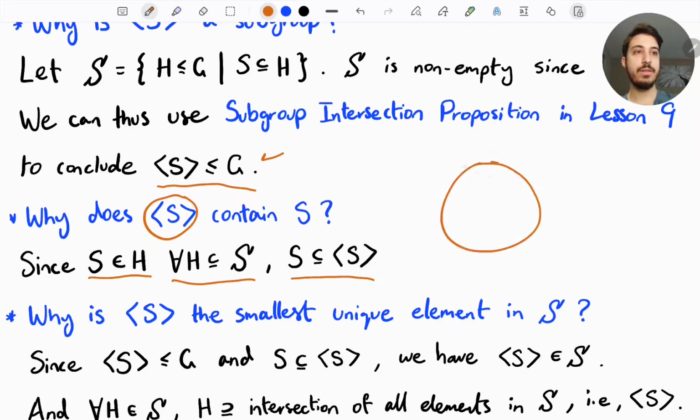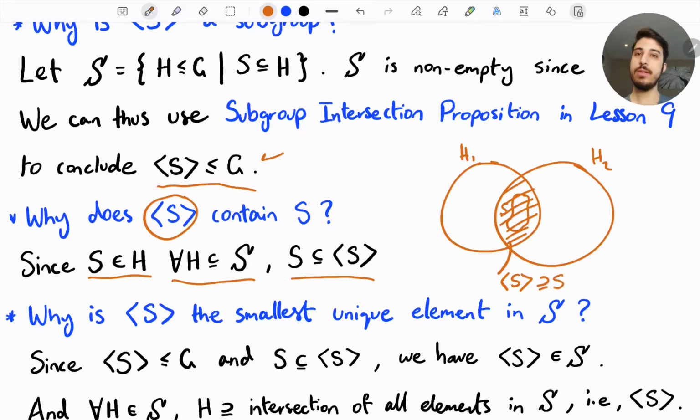Here, if we have S being contained in H1 and S being contained in H2, then S has to be here, right? Therefore, the intersection of H1 and H2 has to contain S as well. So this is the subgroup generated by S, which contains S as well. So it's very simple here.